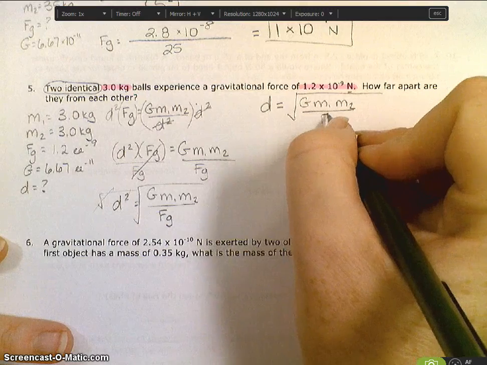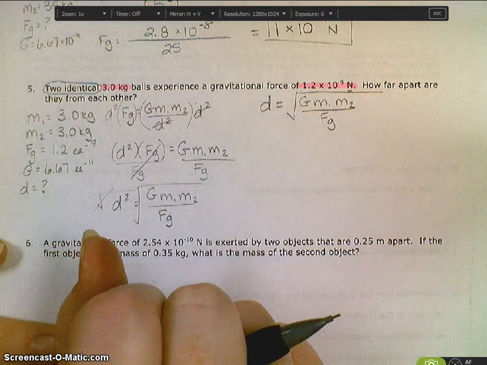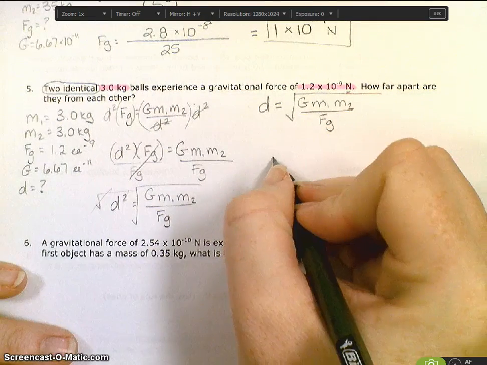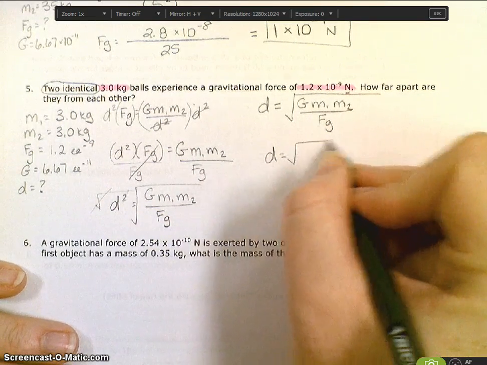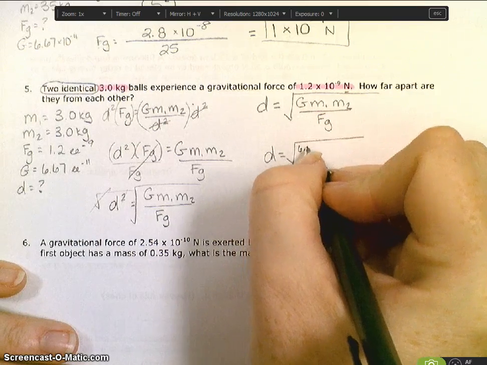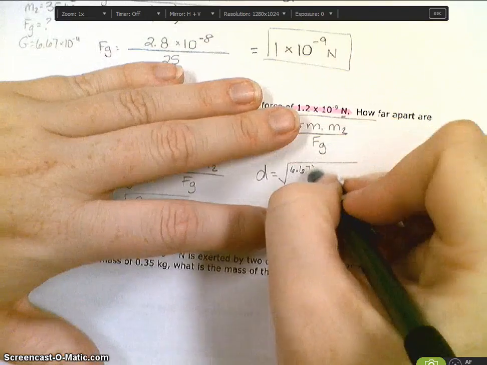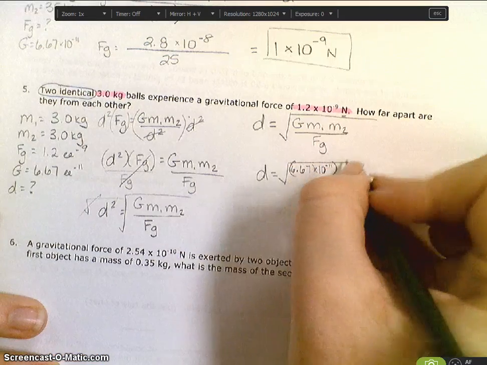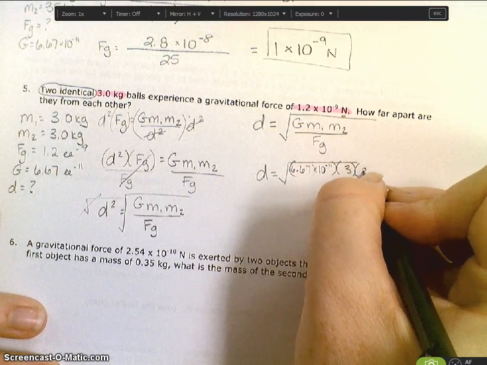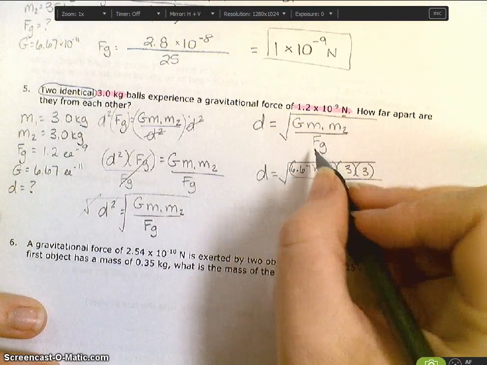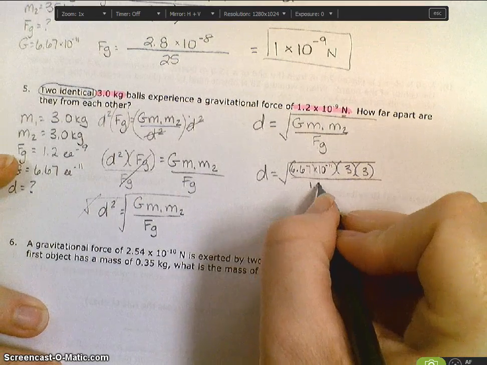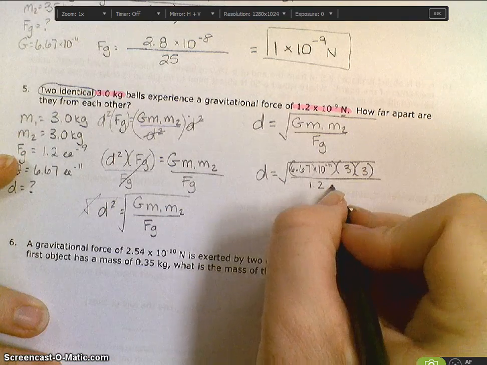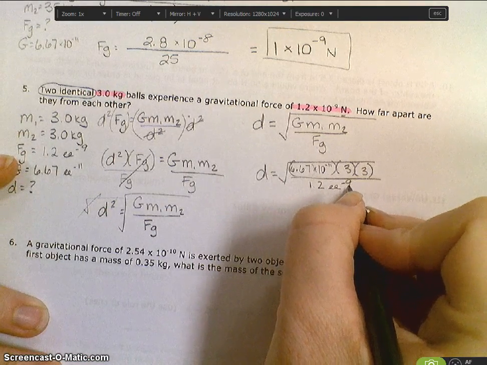Again, if this isn't something that you follow, just keep with our original equation, plug in, but you'll be rewriting later. And that is just fine, but I like to be able to plug everything in straight away. So I'm going to write out my substitutions. 6.67 times 10 to the negative 11th. M1 is 3, M2 is 3. And that's all going to be divided by Fg, which is 1.2. Remember, you go back over here to find everything to plug in. 1.2 times 10 to the negative 9th.